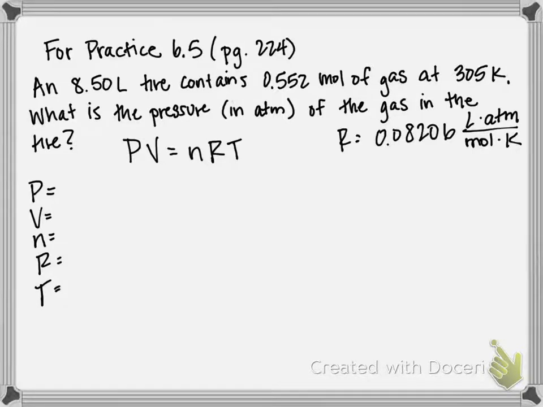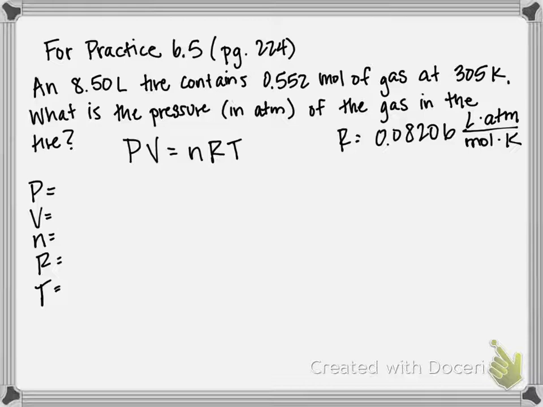This is for practice problem 6.5 on page 224 of your textbook. And this is our first example utilizing the ideal gas law, which has the formula PV equals nRT. It's basically a combination of all of the simpler gas laws, but in these problems we can solve for, or can be given, pressure, volume, moles, and temperature.